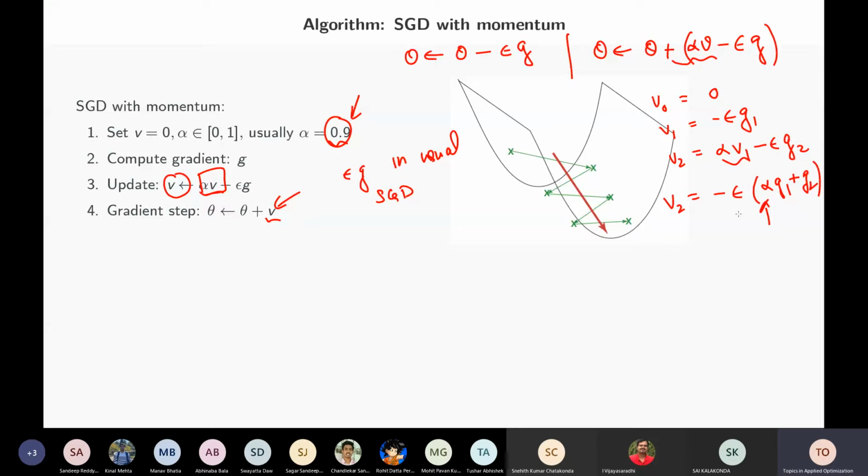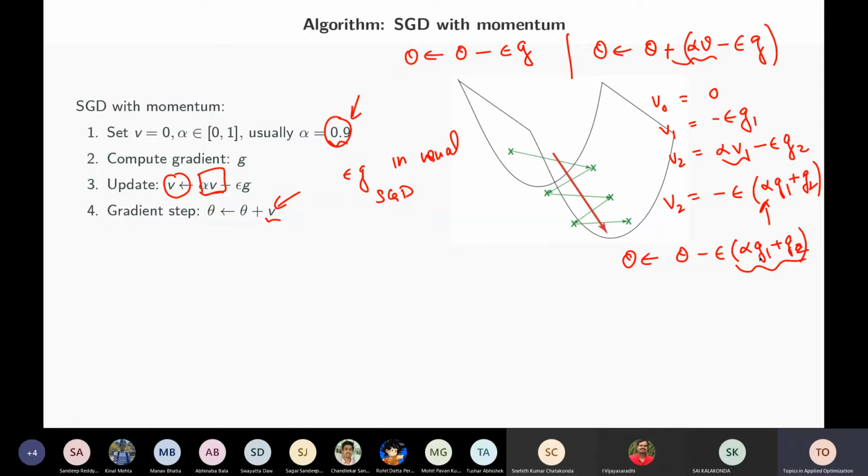So overall, what we see is the update compared to the usual stochastic gradient methods. So this will be theta plus, and so it will be minus now. Okay, so let me delete this. So this is theta, and then minus epsilon times alpha G1 plus G2. What we observe is that instead of taking G2, now we are taking alpha G1 plus G2.